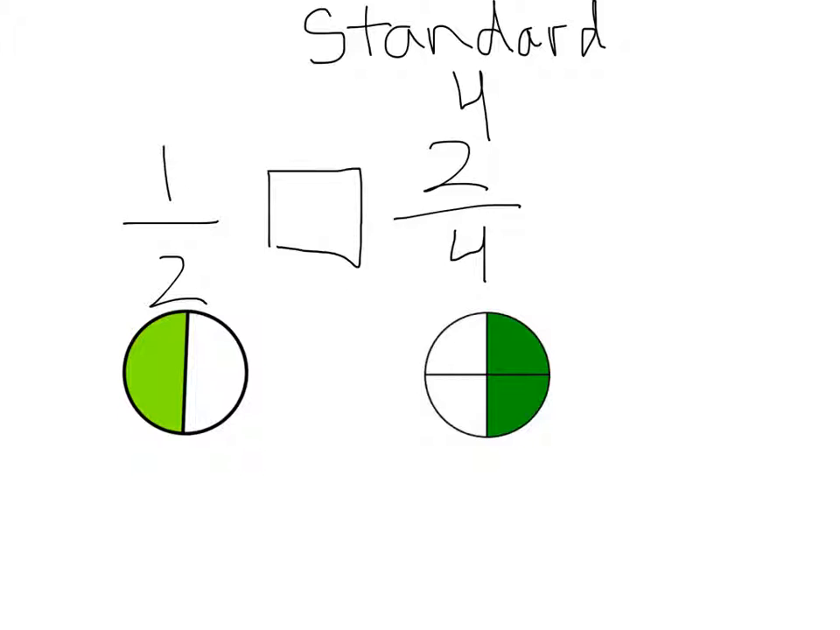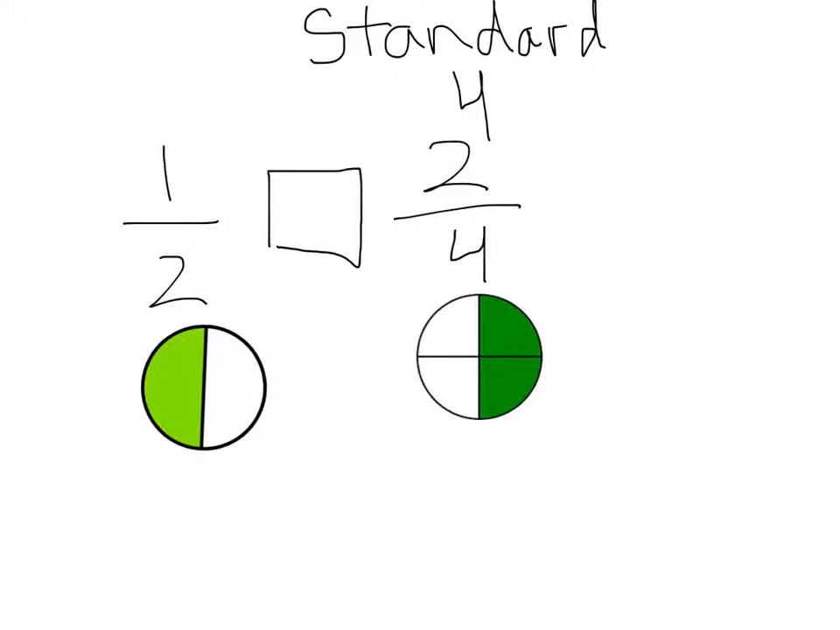Now the last standard, standard 4, is how to know if fractions are equivalent. An equivalent fraction means that both fractions are the same. Now here, we have 1/2 and 2/4. We have 2/4 here, just for a circle, and 1/2 circle. Now let's compare. This is a half, this is 2/4.